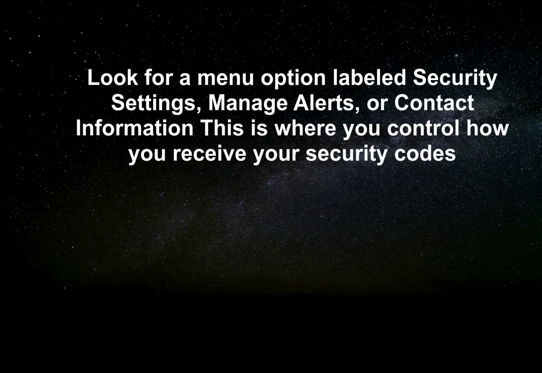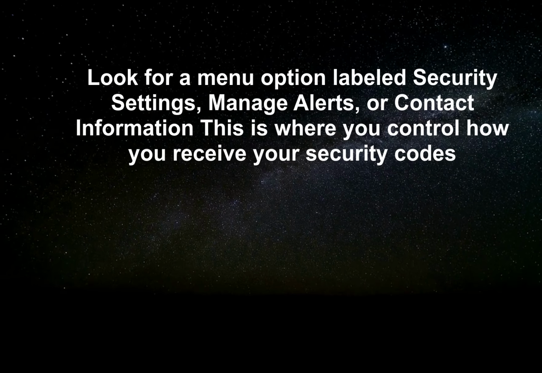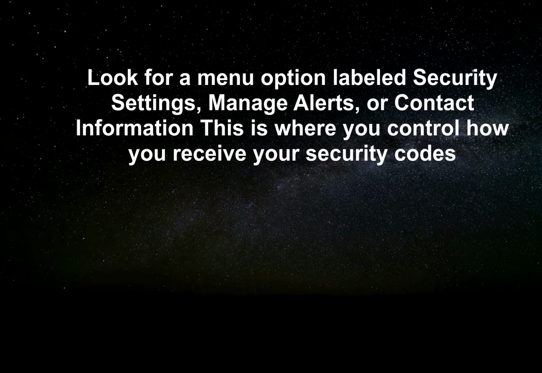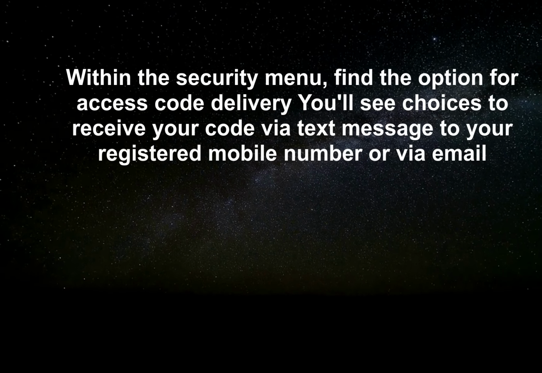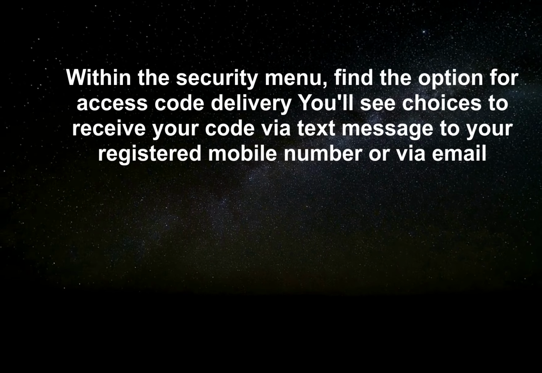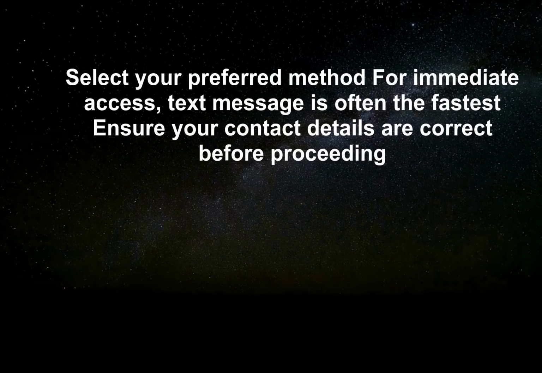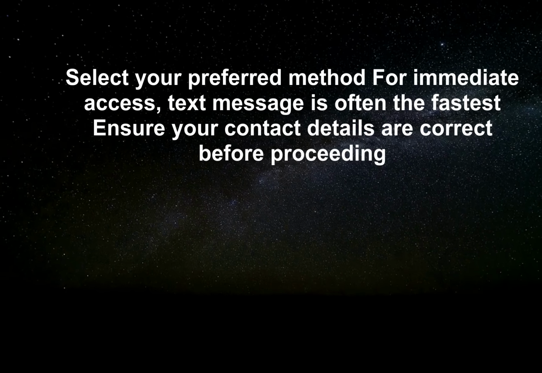Look for a menu option labeled Security Settings, Manage Alerts, or Contact Information. This is where you control how you receive your security codes. Within the Security menu, find the option for Access Code Delivery. You'll see choices to receive your code via text message, to your registered mobile number, or via email. Select your preferred method for immediate access.